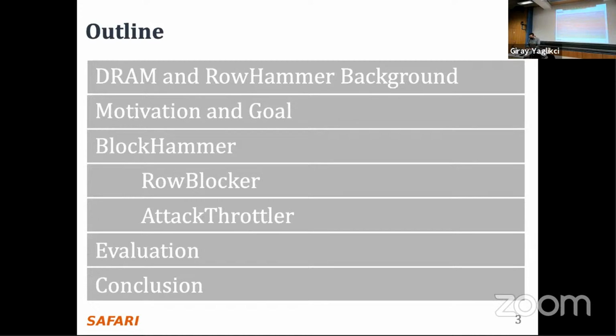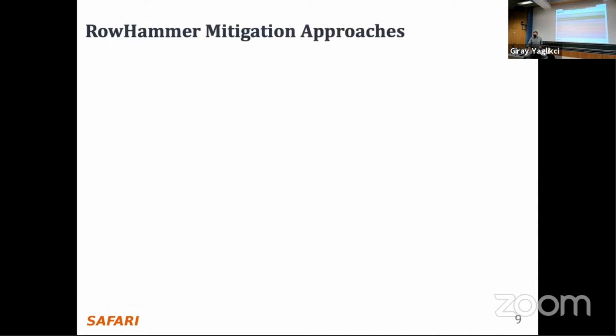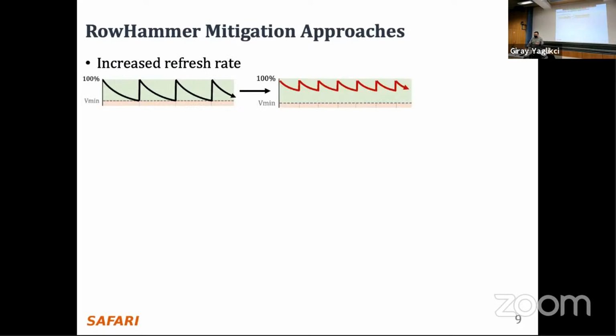Okay, so I will skip DRAM background to save some time and directly go to the motivation and goal. There are 4 high-level RowHammer mitigation approaches that we can identify in prior work. The first approach is to increase the refresh rate, very naively, which reduces the refresh window and thus the activation count that an attacker can reach in a refresh window.